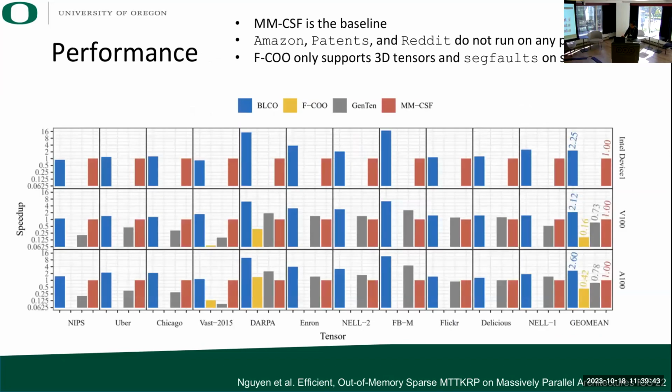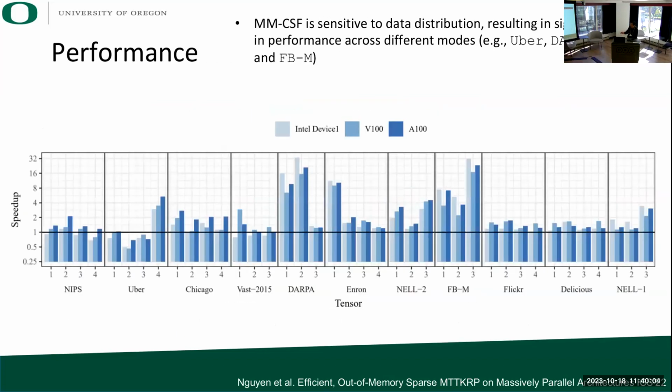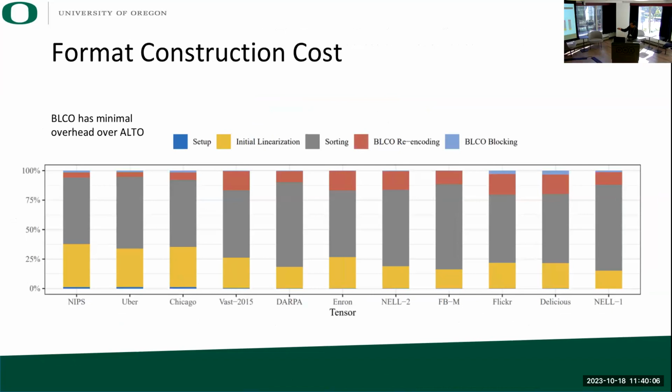So overall, we can actually achieve 2.6 and 2.12x speed up over MMCSF, which is a GPU variant of the CSF format on the V100 and the A100. And we can actually get 2.25 on an unspecified Intel device because they won't let me talk about it. But you can probably guess which GPU they're talking about. But across any GPU we can get a speed up using the BLCO format, which is a very simple addition to the Alto format.